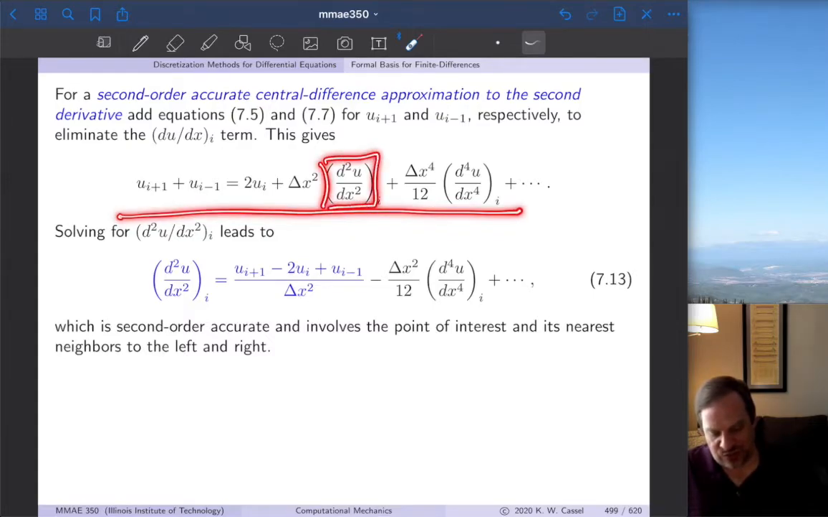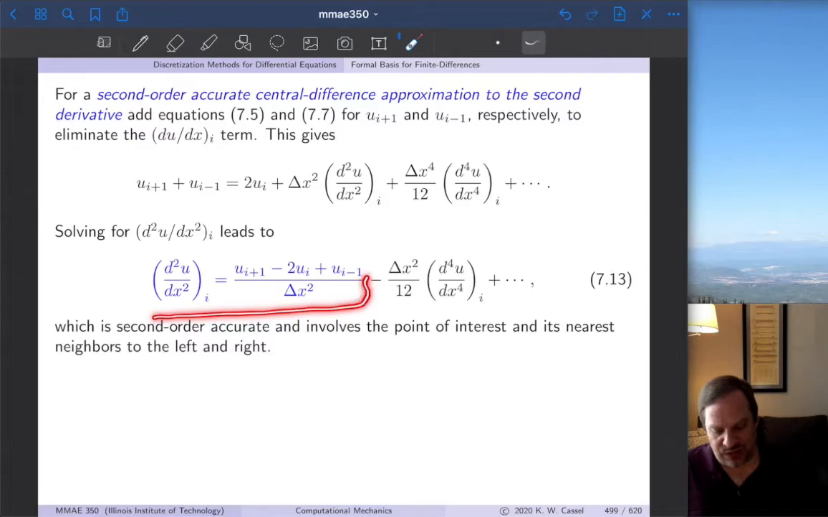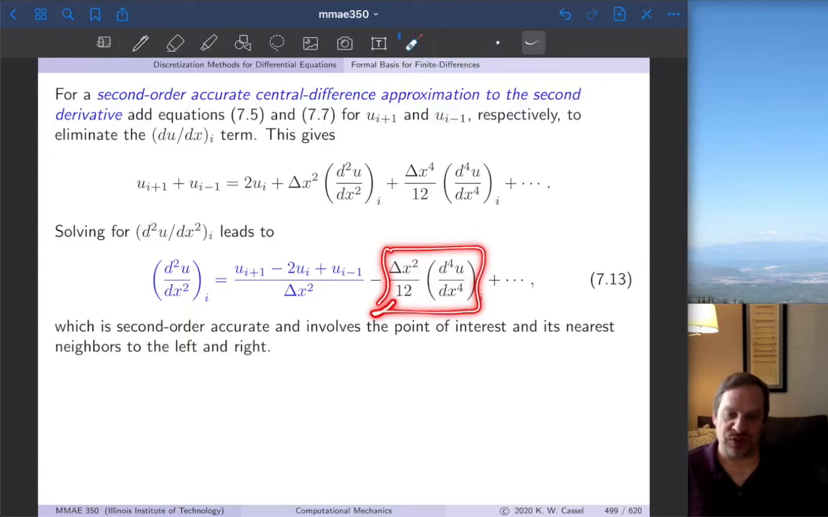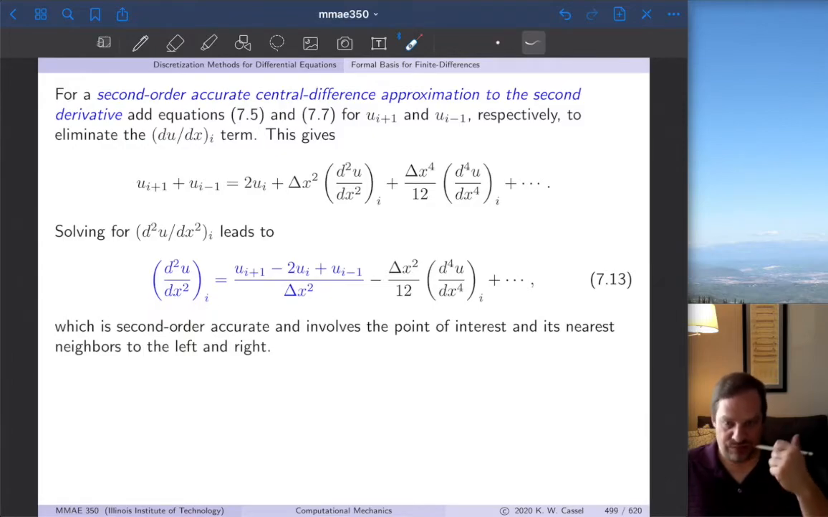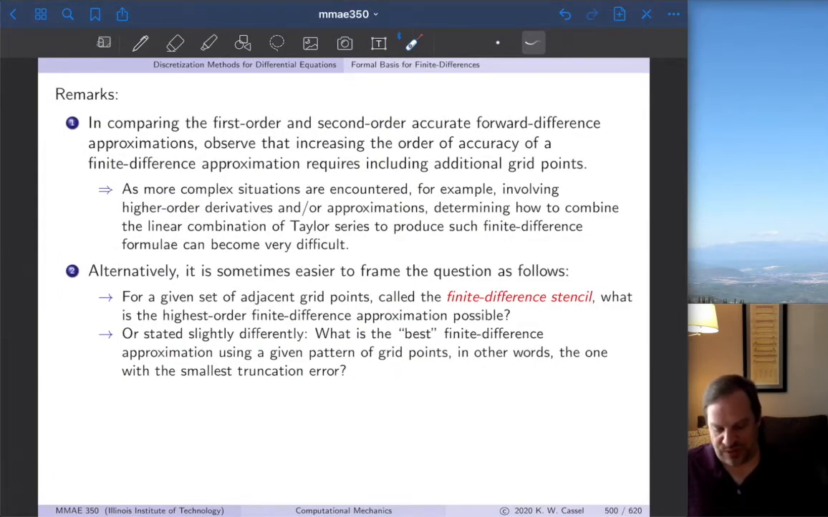Now I can solve for d squared u dx squared, and we get this in blue. Once again, the first term that gets truncated is order delta x squared. So this, which is u_{i+1} minus 2u_i plus u_{i-1} over delta x squared, which we're going to see over and over and over again, is order delta x squared accurate. So it's a second order accurate central difference approximation. It involves the point to the right and the point to the left for the second derivative. So we have that for the first derivative, that for the second derivative. We're good to go.